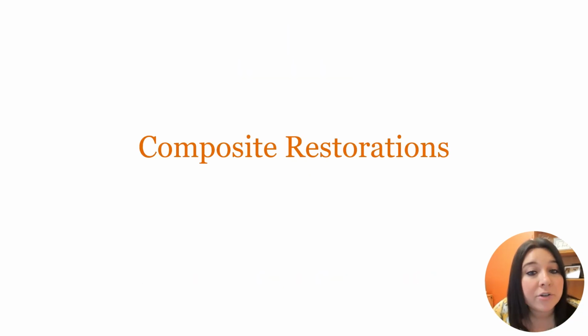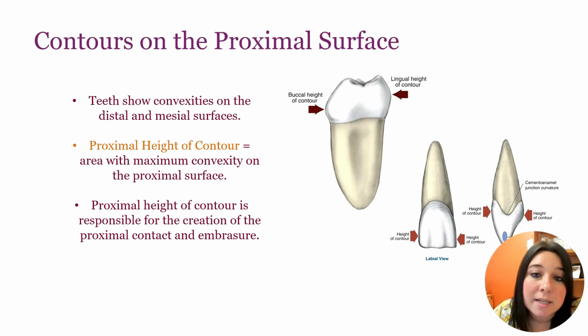This week we're going to continue to talk about composite restorations. We'll first start to discuss contours. Contours are convexities on both the distal and mesial surfaces of our teeth.